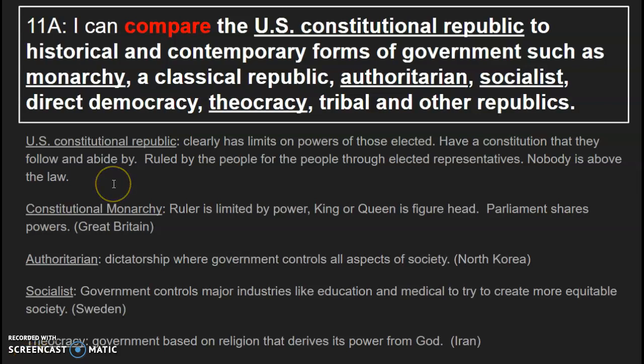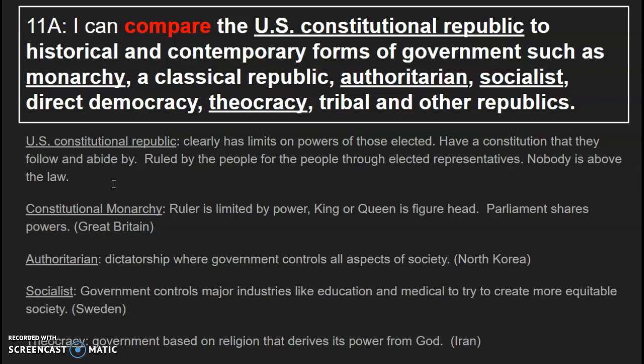So here you have to know what a U.S. constitutional republic is. And basically this clearly has limits on powers of those elected. We have a constitution that they can follow and abide by, and it is ruled by the people for the people through elected representatives.